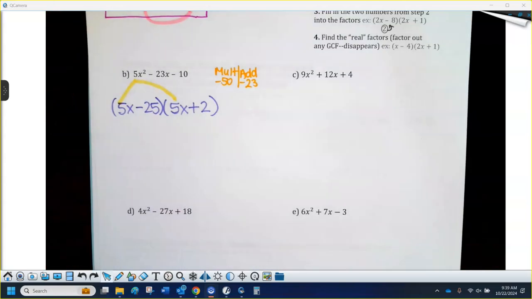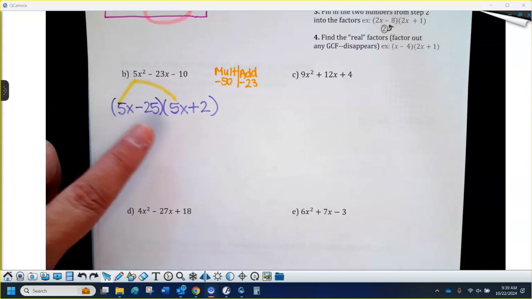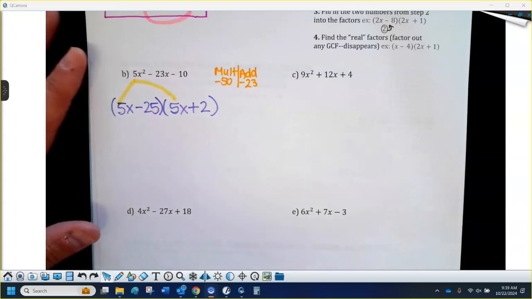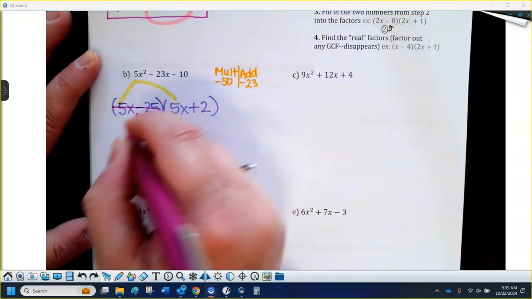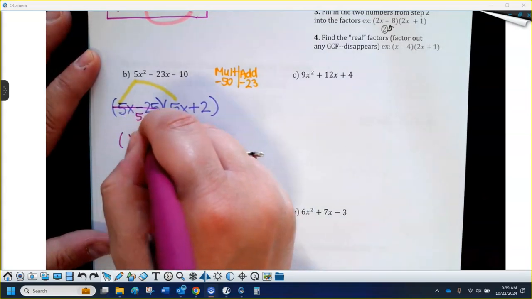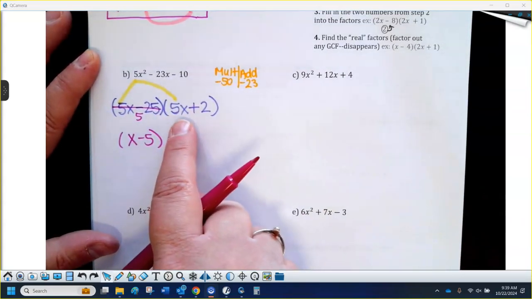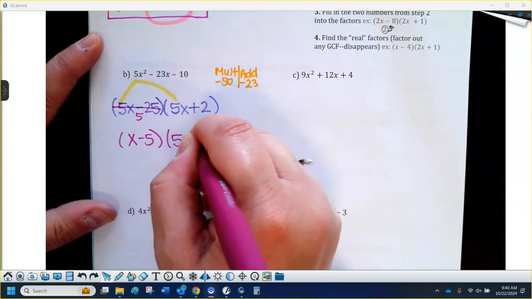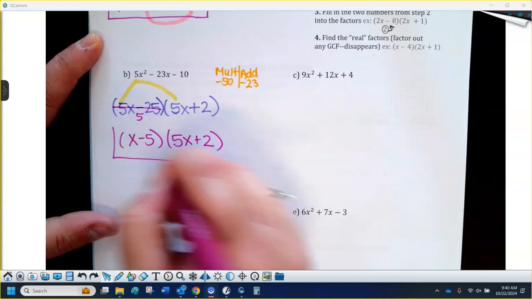So, do 5x and 25 have anything in common? What do 5x and 25 both have in common? What do you think? 5. Okay, what's my real factor going to be? Perfect, just x minus 5. Now, the other one I wrote down, 5x and 2, that doesn't have anything in common. So that is the real factor, and then this should be my answer.